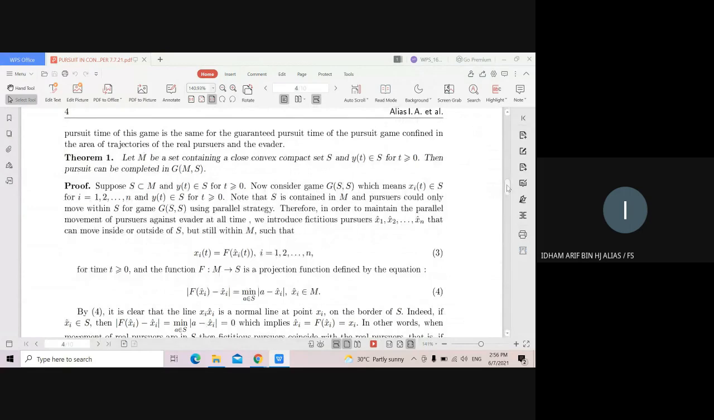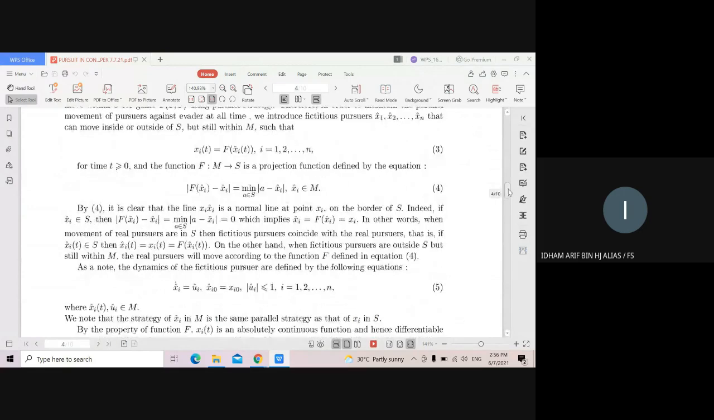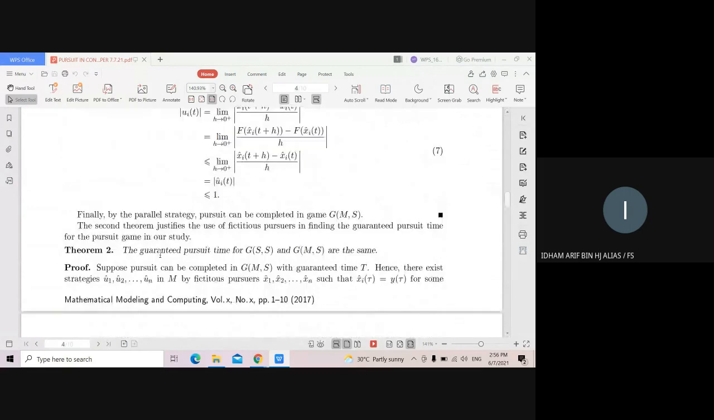And the second theorem says that the guaranteed pursuit time for the pursuit game in S and in M are actually the same. Even though S is a subset of M, the guaranteed pursuit time in M and in S are actually the same.